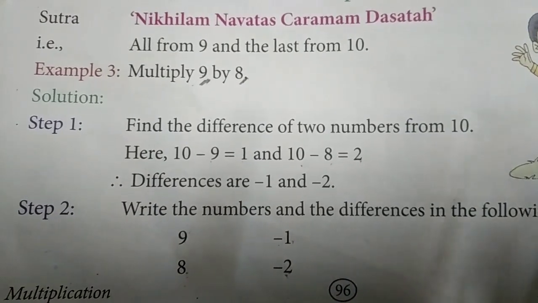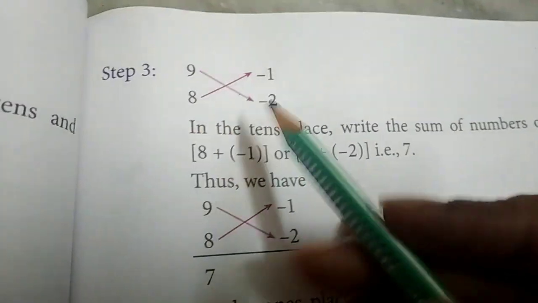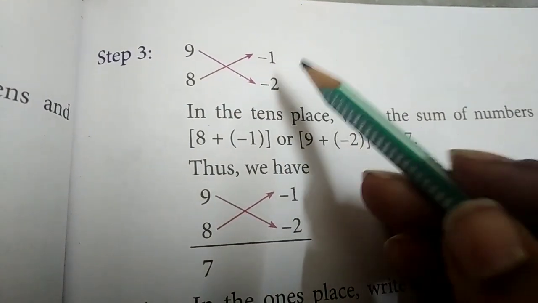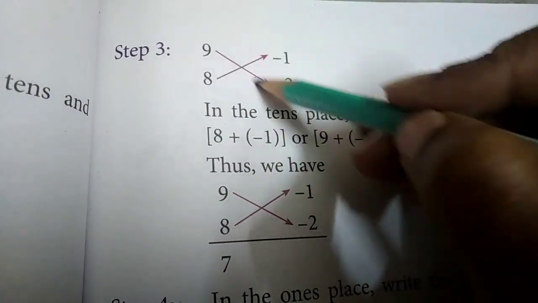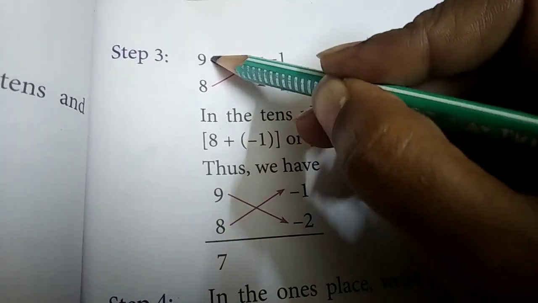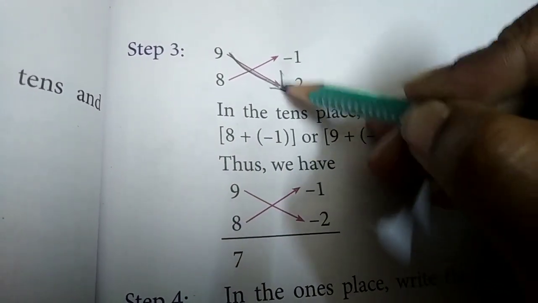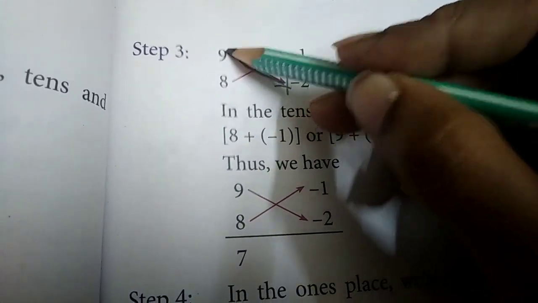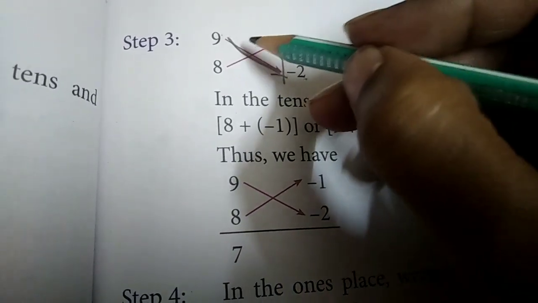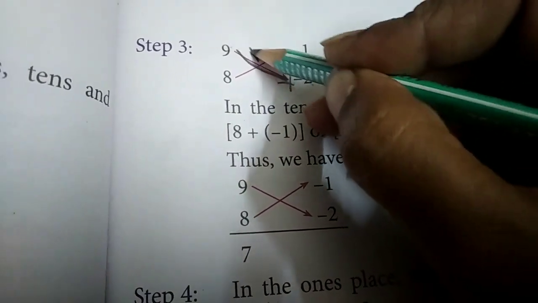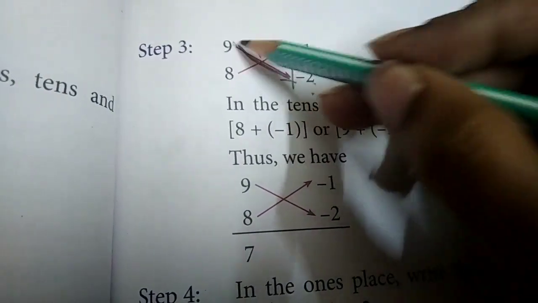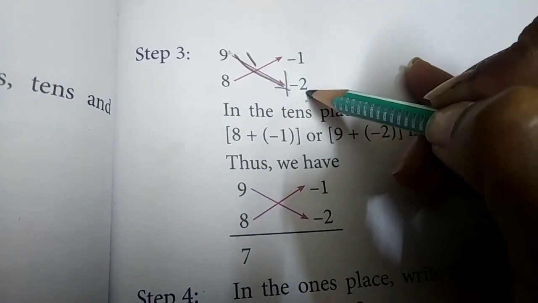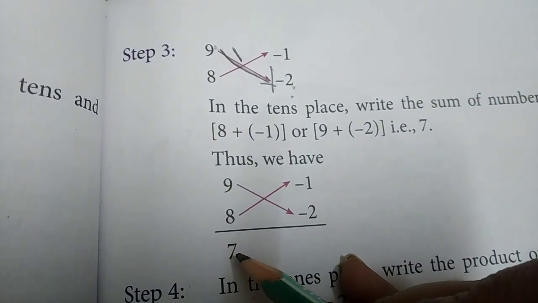Then you can find the answer in 2 steps. After writing like this, you have to do 9 minus 2. See the cross: put a cross like this. So you have to subtract this number from this number. 9 minus 2, what is the answer? Yes, that is 7. You have to write 7.